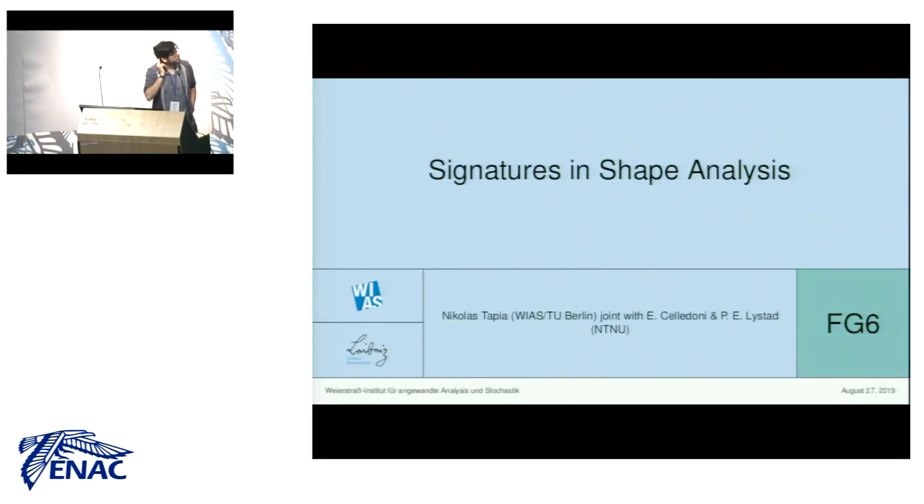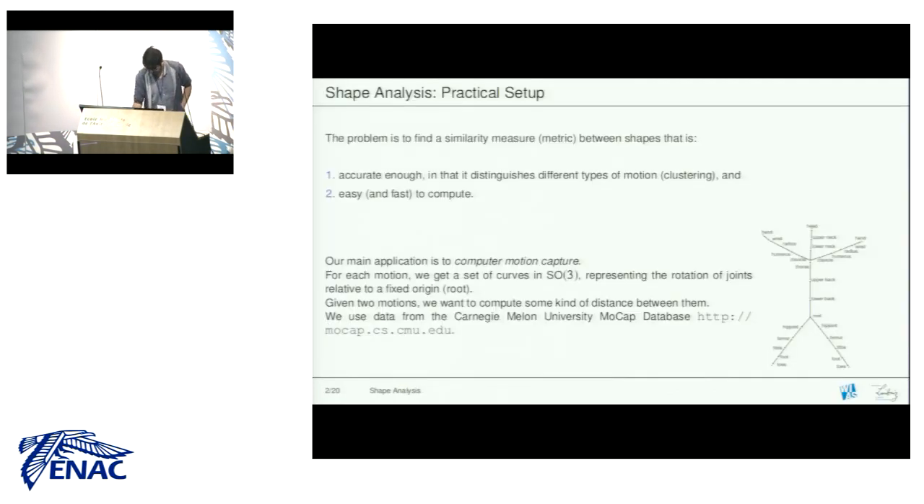Session. And okay, so the setting for this talk is similar to the previous talk by Philip. And then I will spend a few minutes just reviewing the setting for us. What do we want to achieve? So this is the practical setup.